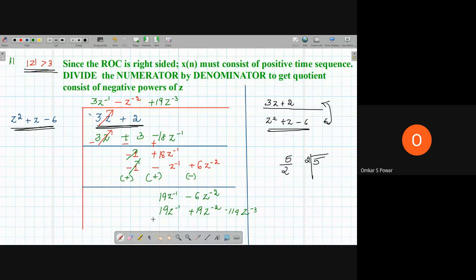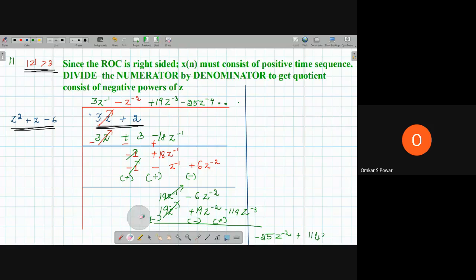Okay, so again you change the sign. And again what we will get here? So these two cancel off. So −19 −6 is −25z⁻², and this is plus 114z⁻³. Again, if you want to get this −25z⁻², you have to multiply it by −25z⁻⁴. So make sure at least you write three terms in the quotient.